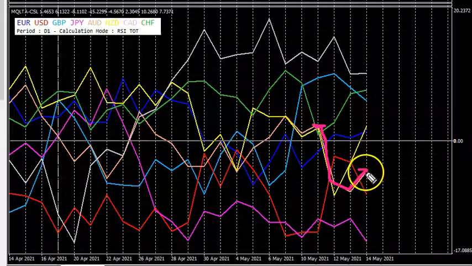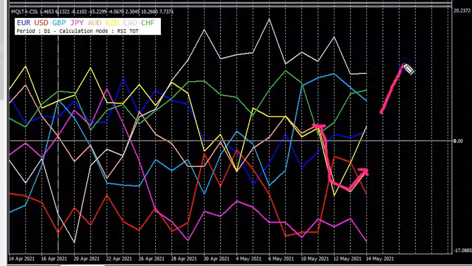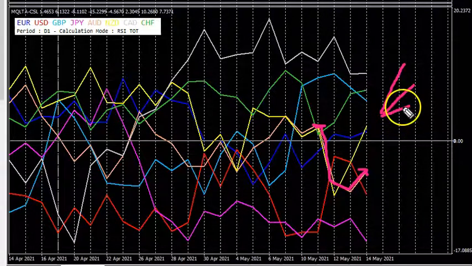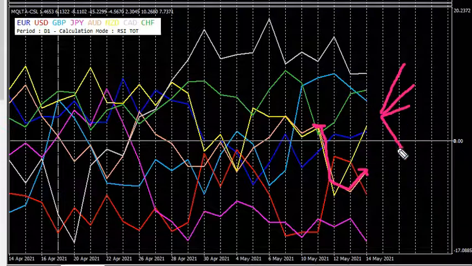And I look at the angle. The angle means right there, that is stronger than this. This is stronger than this. This angle is much stronger than this, which is really weak. So I look at the angle of the line over the last 2, 3, 4 days, and that's how I determine which ones are strong and which ones are weak.